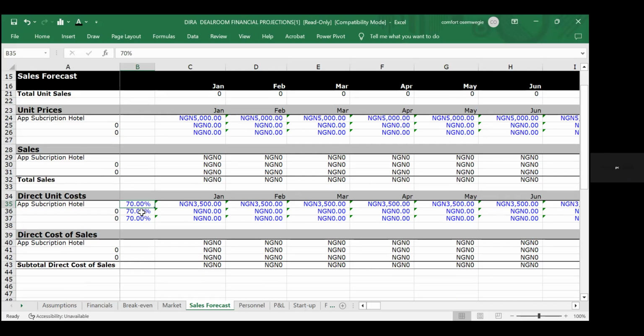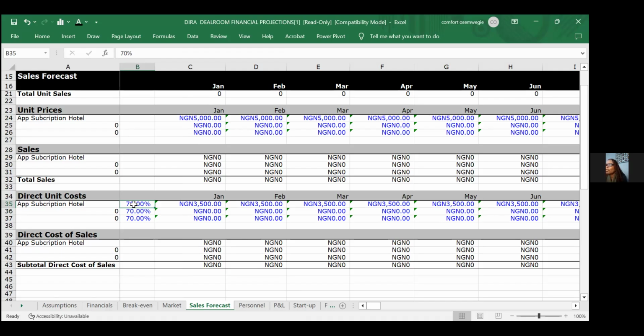Do you know? 1.5. I don't know. You need to know. You need to seriously know. Everybody must know their direct unit cost. When I'm done with this, I'll explain how you need to know what your direct unit cost will look like. But we'll go back to P&L to do that.